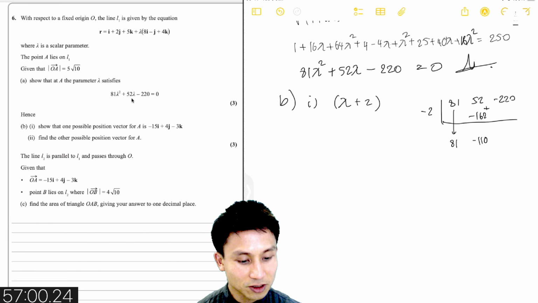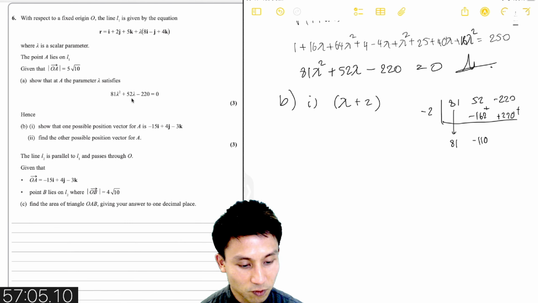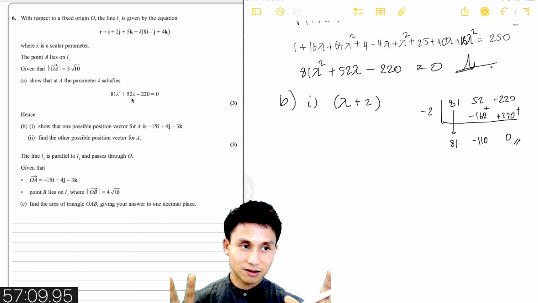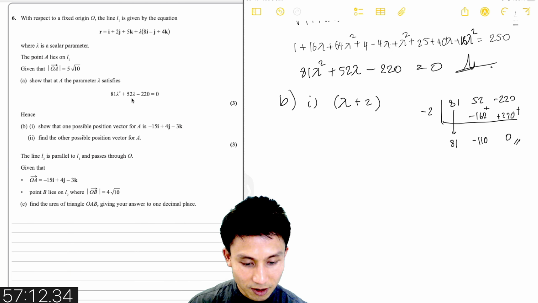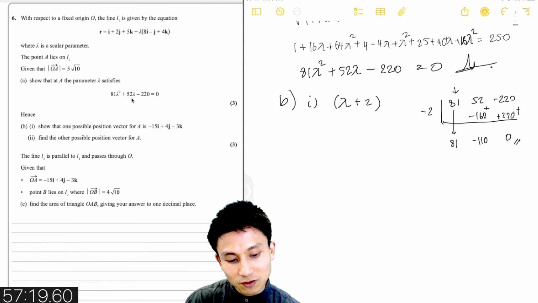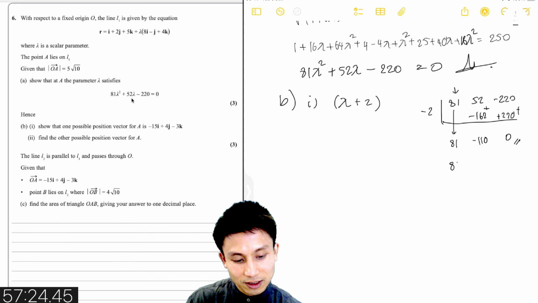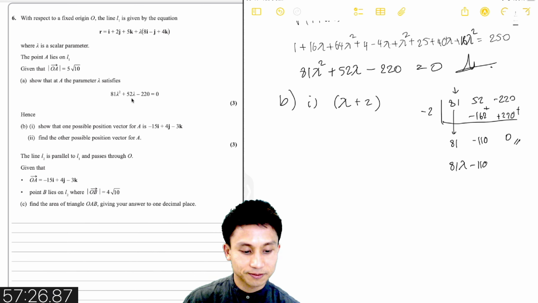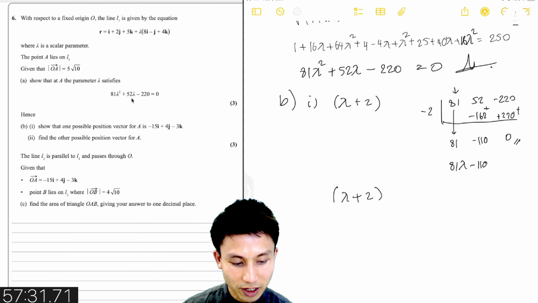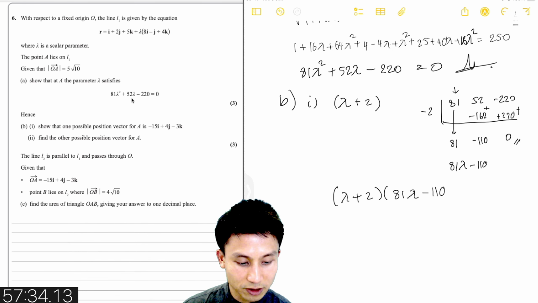And then we multiply minus 2 to minus 110, we get plus 220. And when we add them, we get 0. That confirms that it is a factor. It's divisible. There is no remainder. But the result here means that we have to put 81. So this is basically 81 lambda squared. That means the number here will be belonging to the term lambda. So that's 81 lambda minus 110. So that's it. So this is lambda plus 2 and 81 lambda minus 110.